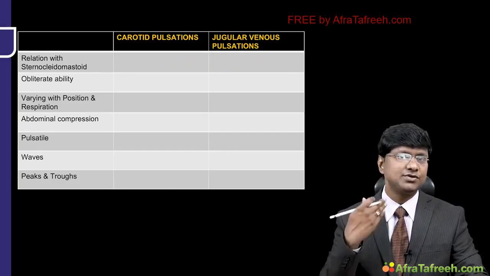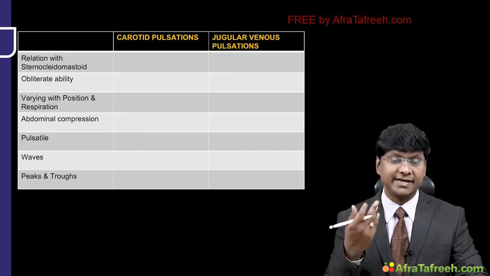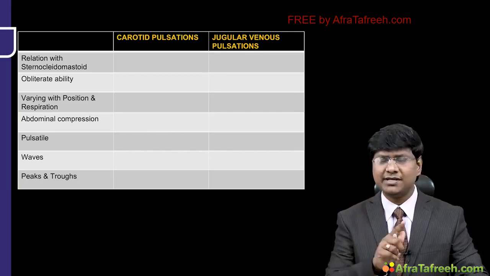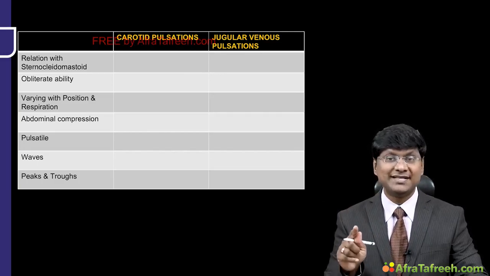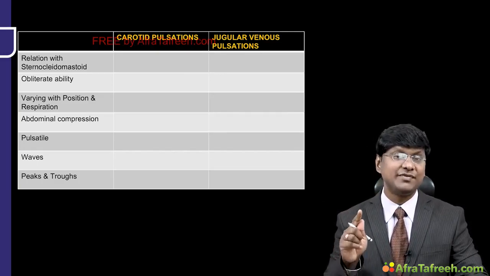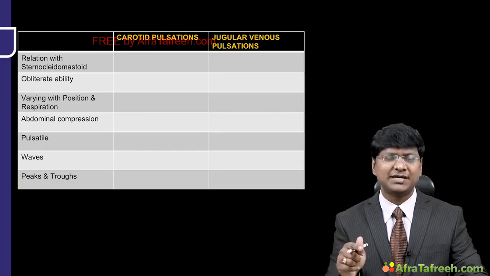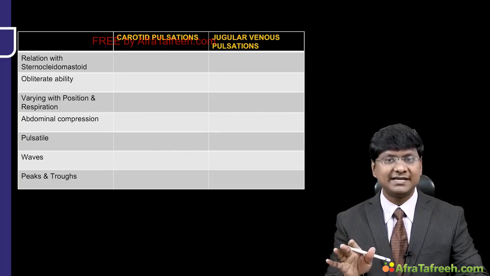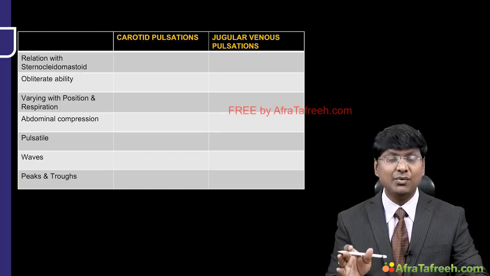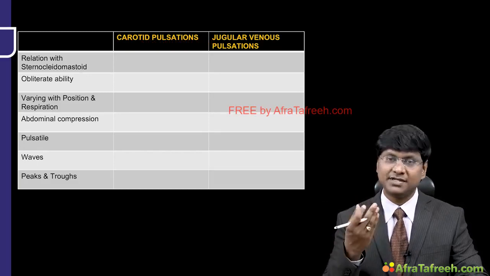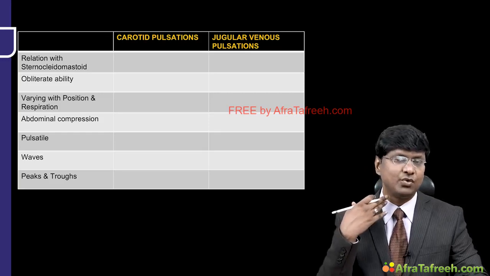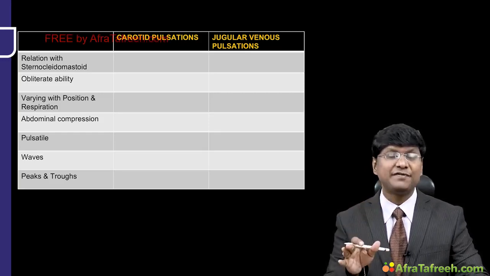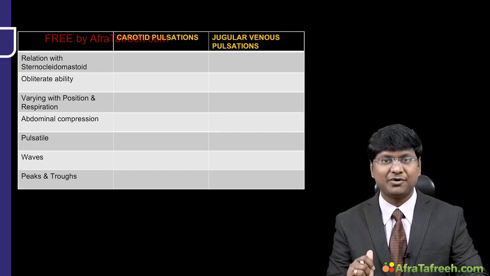In a normal individual also, you will be able to feel the carotid pulsations. Usually, the jugular venous pulsations are not seen in a normal individual. The jugular venous pulsations or jugular venous waveform is seen in patients with congestive heart failure or right-sided heart abnormality. Now, how will you differentiate? Because both of them, the carotid pulsations and jugular venous waveforms, are seen within the neck. So how will you differentiate between these two is a very, very important point.